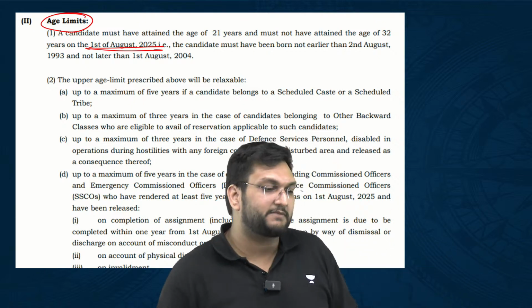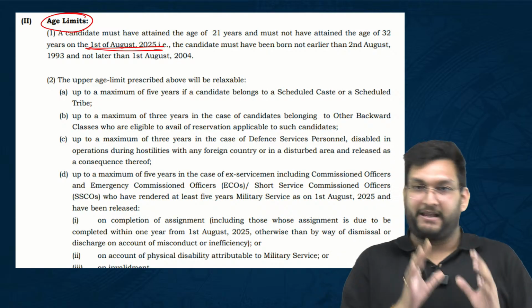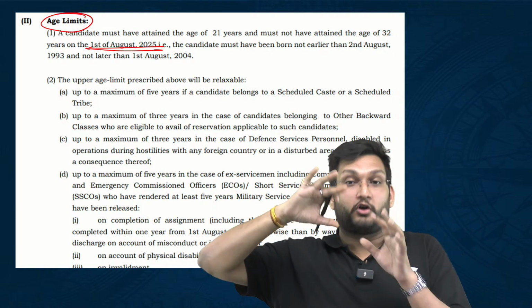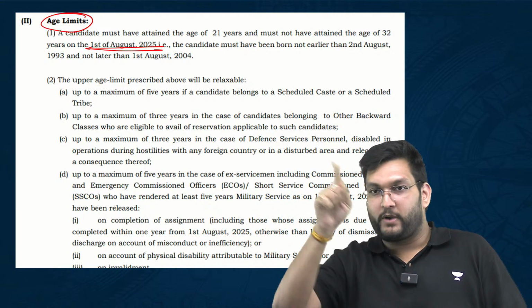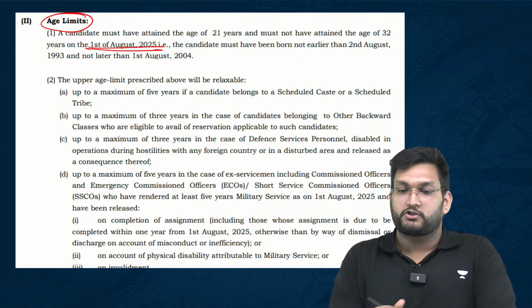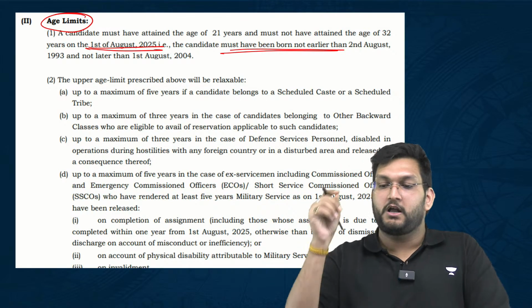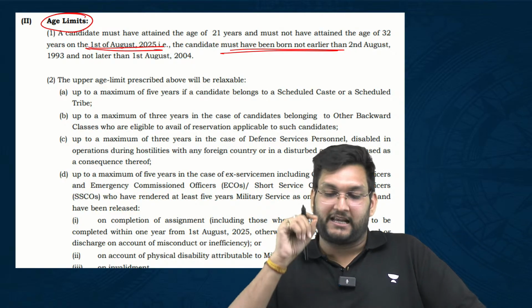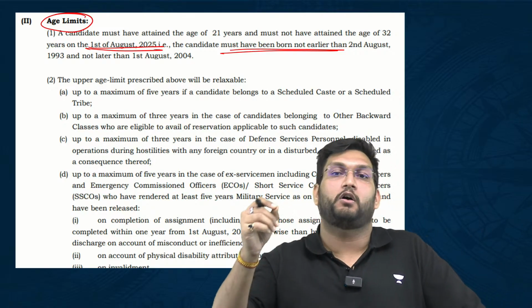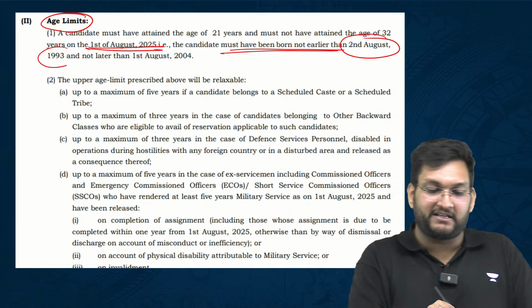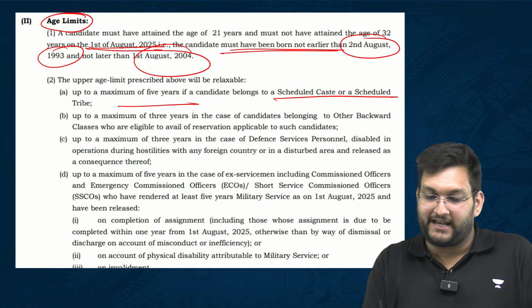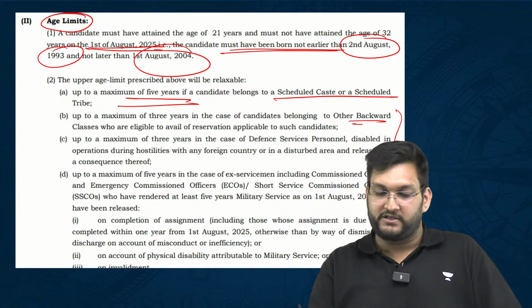There was a lot of controversy over this, but 1st August is basically the date on which you should be, or on 2nd August, you should be 21 and should not be 32. So the candidate must have been born not earlier than 2nd August 1993 and not later than 1st August 2004. This is very clearly mentioned, should not be a problem. There are further age relaxations for SC/ST candidates and PWD and OBC candidates.